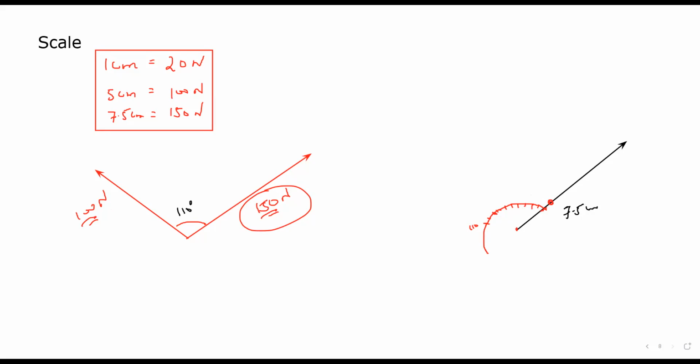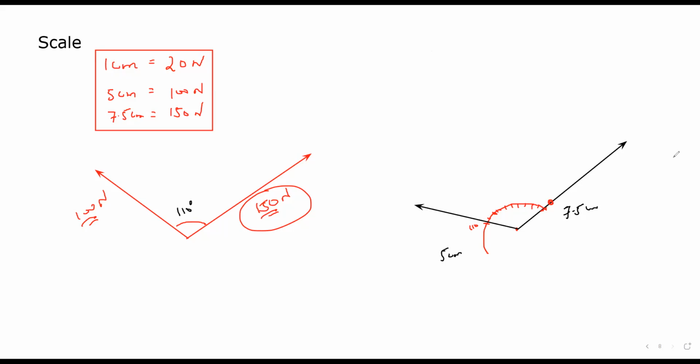100 Newton means 5 centimeters. So I have to draw a line which is 5 centimeters. From the same starting point, I will draw a line of 5 centimeters. Is it clear? Yes. Any doubt till this point? No, thank you.